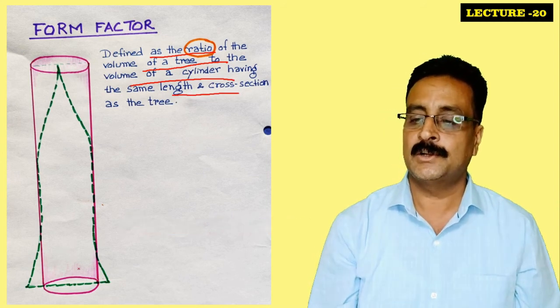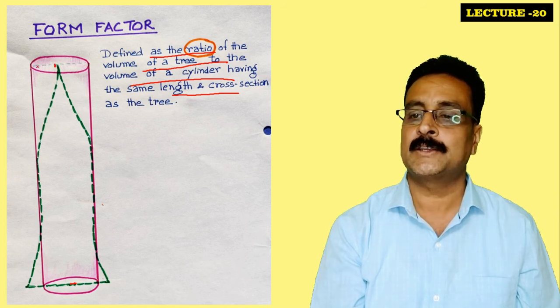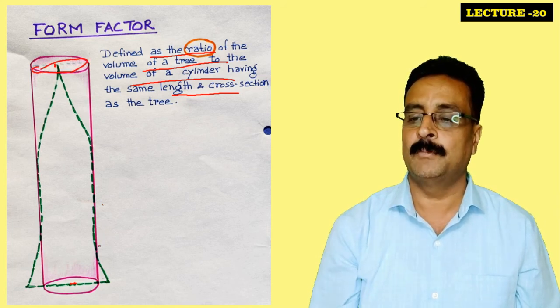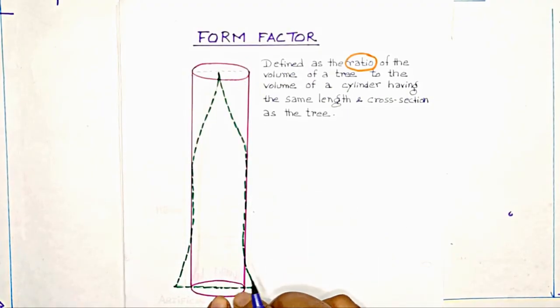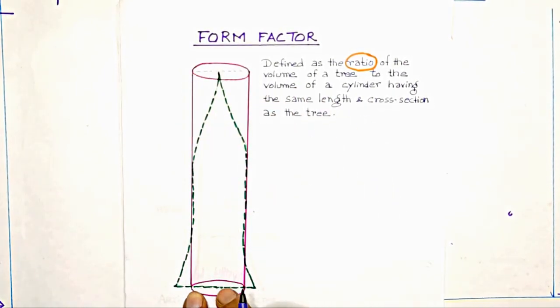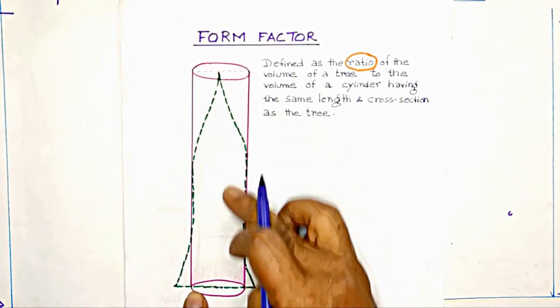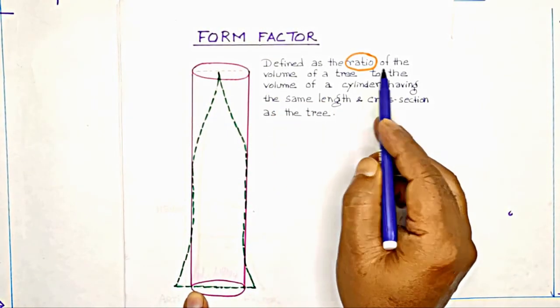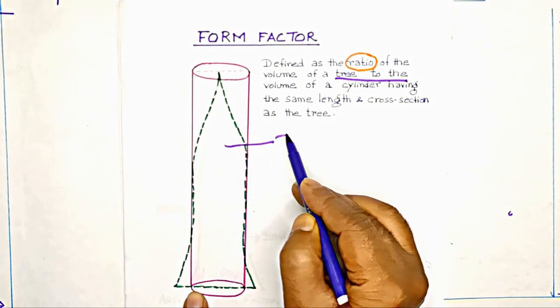You can see this is the tree which is having this height, and we have considered this as the same cross sectional area from the top to the below. So what is the ratio? Ratio of what? You can see this is the volume of a cylinder, exact volume of a cylinder. It is compared, this volume of a cylinder, with the shape of a tree. So the tree is like this, we can see.